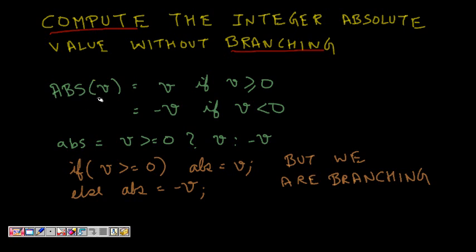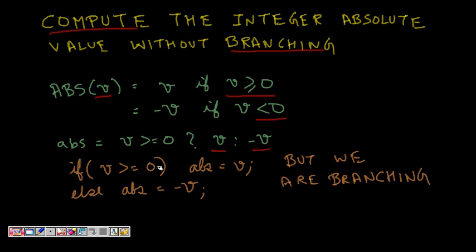What is the absolute value of a number? The absolute value of v is equal to v if v is greater than or equal to 0, and it is equal to minus v if it is less than 0. In computers I can write absolute = (v >= 0) ? v : -v. If it is greater than or equal to 0, I will have v, otherwise I will have minus v.